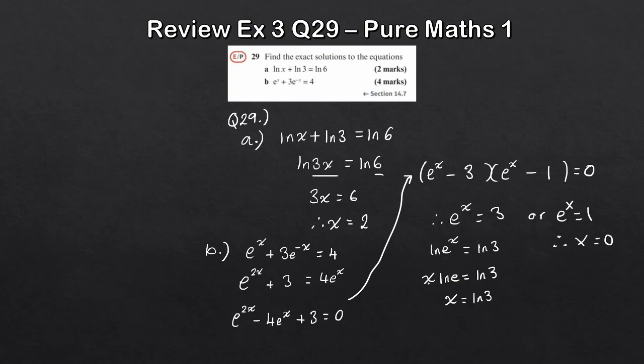But you don't have to show these preliminary lines of working here. It's just to make it a bit clearer. But as long as you can get to this final solution here, x equals ln 3 and x equals 0, then you're getting your full marks.